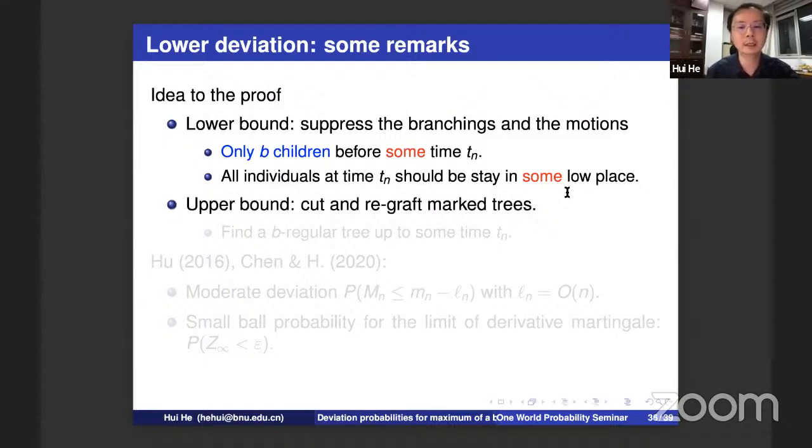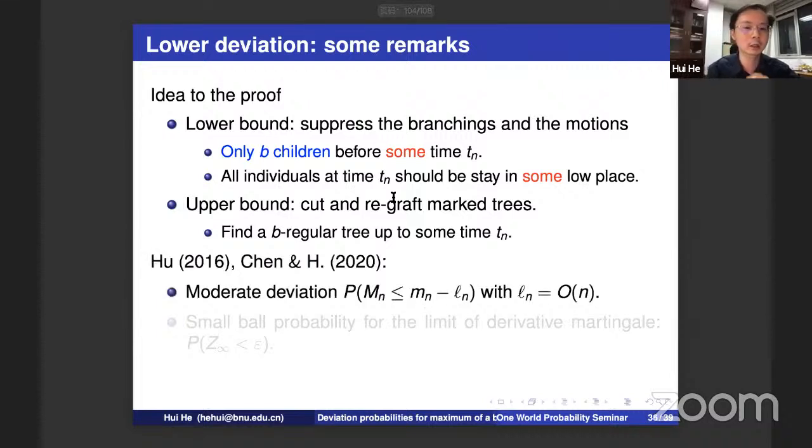And for the upper bound, the idea is somewhat similar, as you just try to show that the lower bound is optimal, okay? So you try to cut and regraft the marked trees. That's why we need to assume that the random motion and the random branching are independent of each other. In this case, we can find a b-regular tree up to some Tn. That is, you have a much bigger tree, right? But inside that bigger tree, you can find a subtree. Then this subtree is a b-regular tree, and all the individuals at time Tn still stay in some lower place. And this b-regular tree coincides with the tree constructed for the lower bound. Then you can prove that the lower bound and upper bound match. Okay, this is just the idea of the proof.